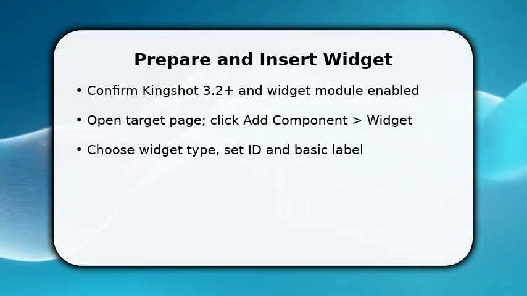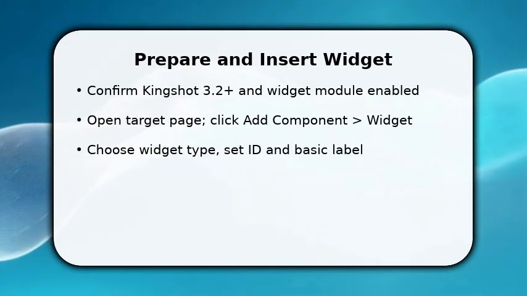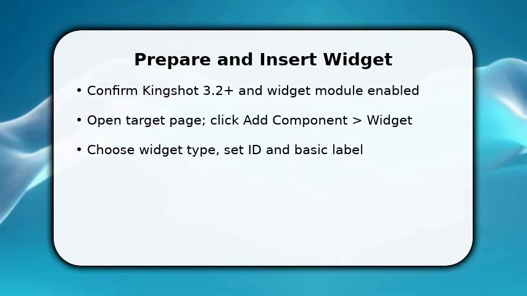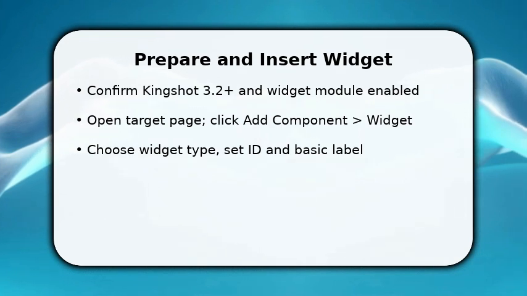Next, choose the widget type that matches your goal and set a unique ID plus a clear label. This prevents conflicts and aids discovery. Make sure to save a draft before continuing, so you can revert quickly if the layout shifts unexpectedly.